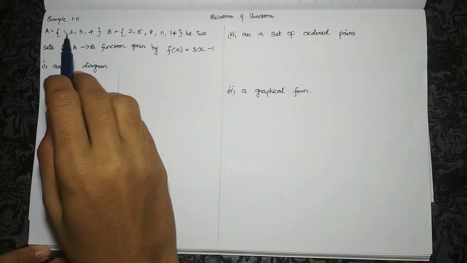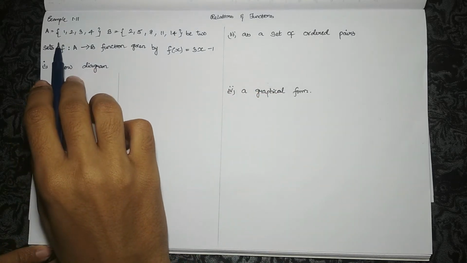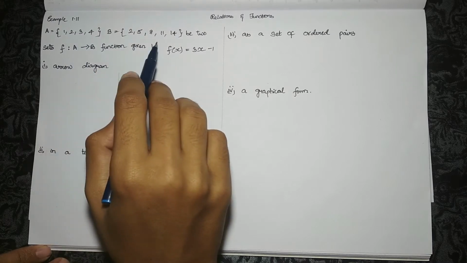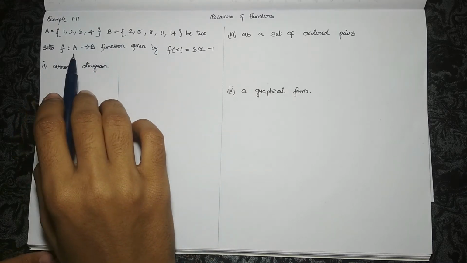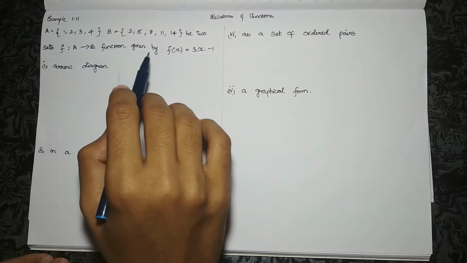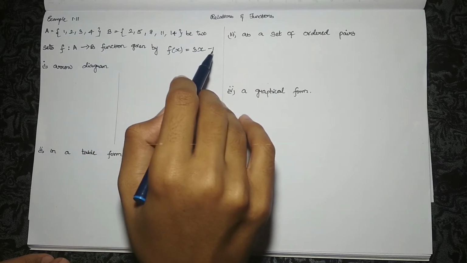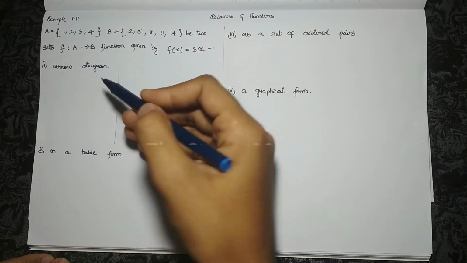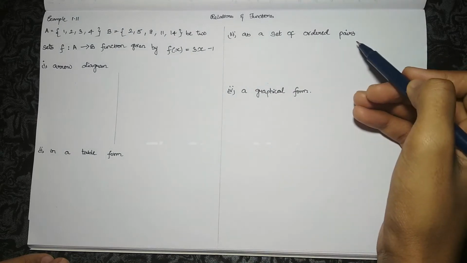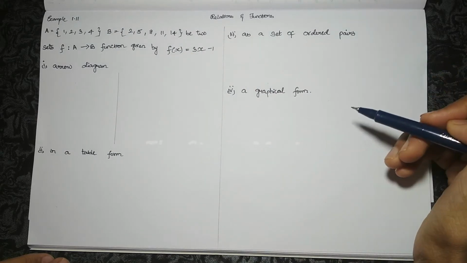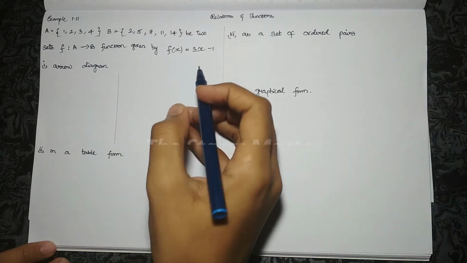Here in 1.11, the set A and set B are given, and the function is from A to B, and the equation f of x is given. We have to find an arrow diagram, a table form, a set of ordered pairs, and a graphical form. So we have to start this.